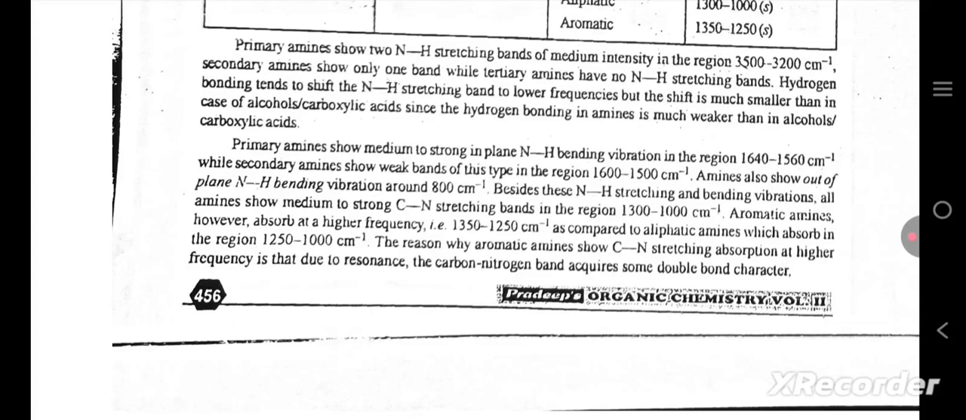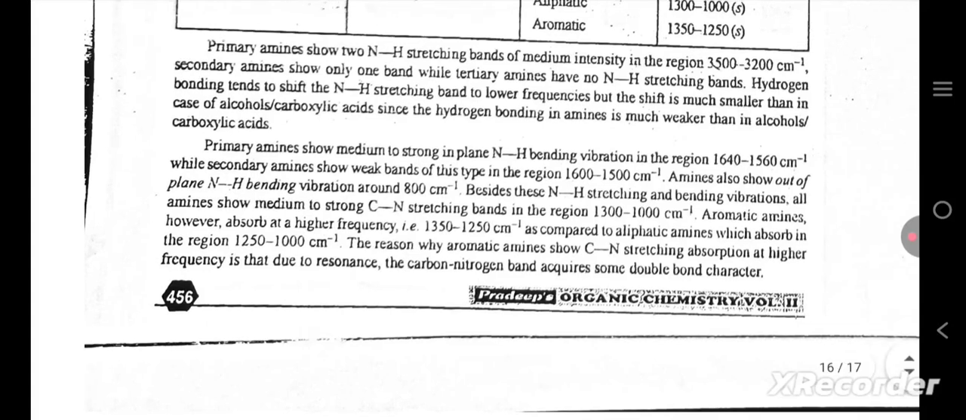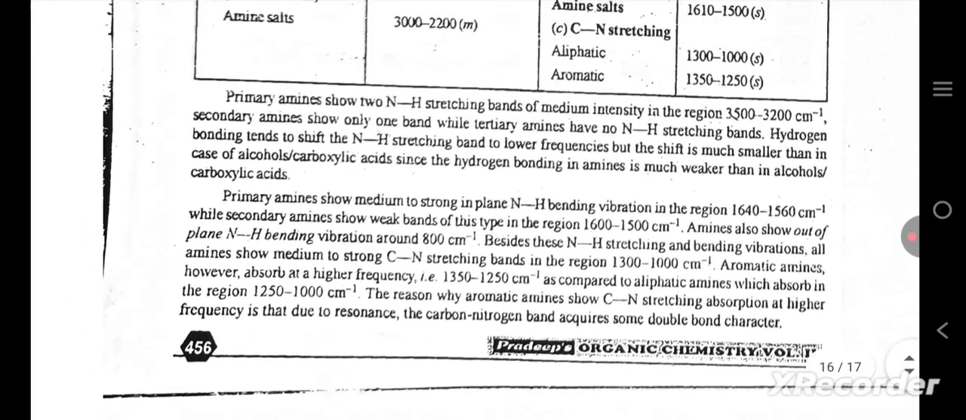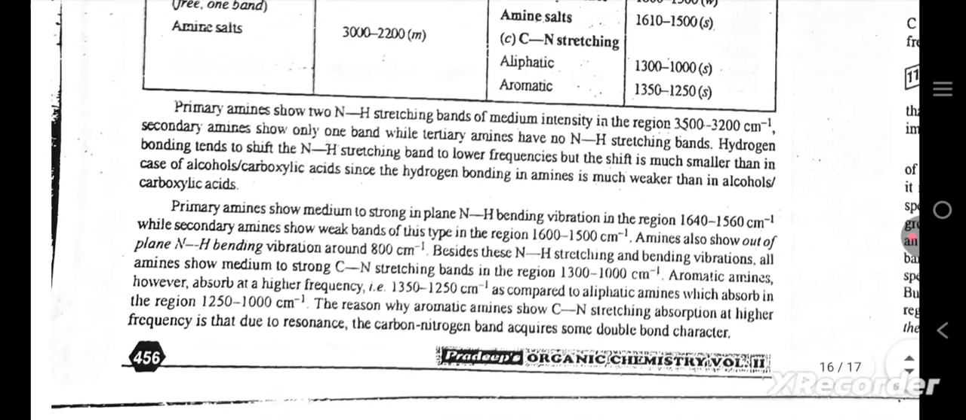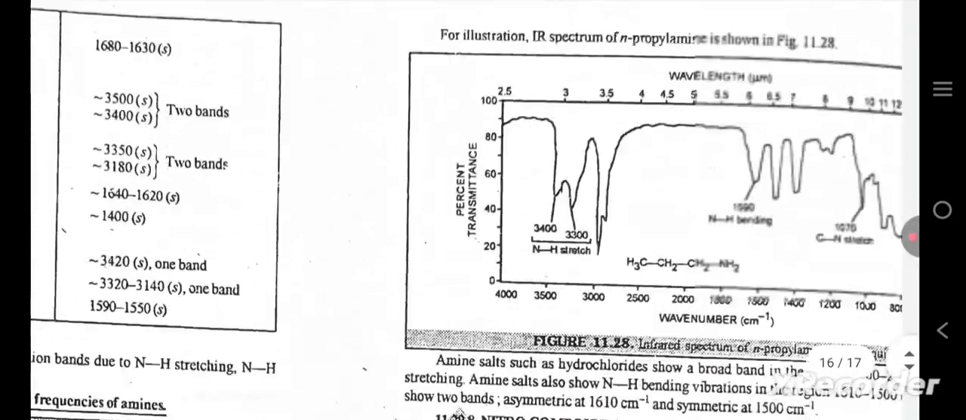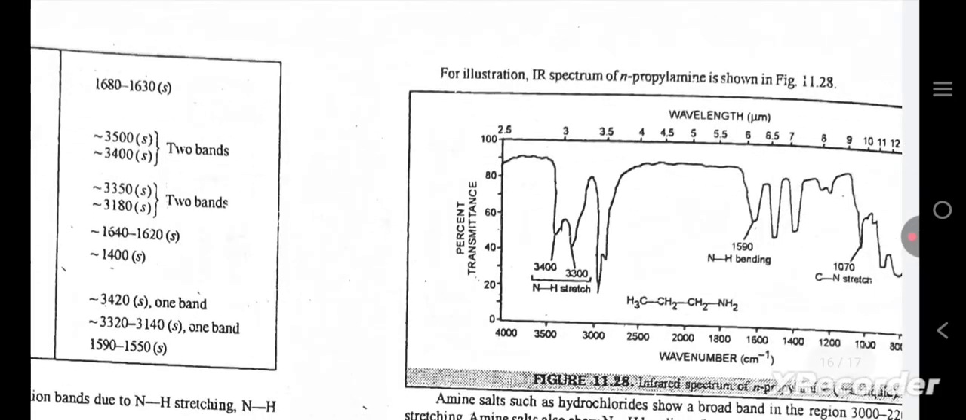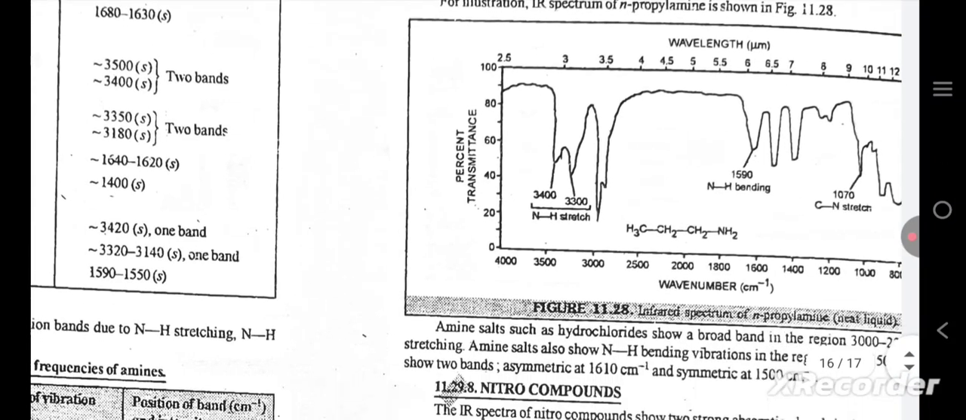Besides these NH stretching and bending vibrations, all amines show medium to strong CN stretching bands in the region 1300 to 1000 cm⁻¹. Aromatic amines, however, absorb at a higher frequency as compared to aliphatic amines, which absorb in the region 1250 to 1000. The reason why in aromatic amines the CN shows stretching absorption at higher frequencies is that, due to resonance, the carbon-nitrogen bond acquires some double bond character. For illustration, the IR spectrum of N-propylamine is in figure 11.28. Look at this figure 11.28.